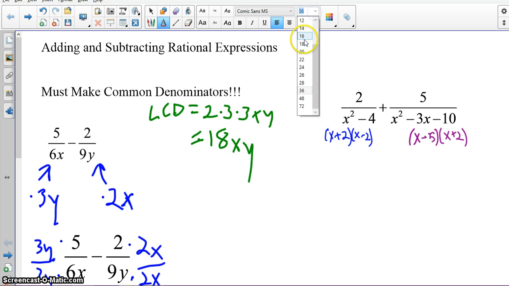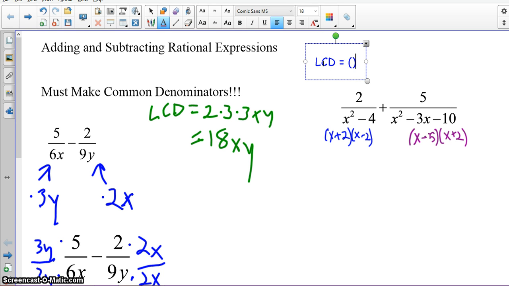The LCD, what is it? Well, you need to include whatever factors you see in either of the denominators. So we're going to have an x plus 2, because it's right there. We're going to have an x minus 2. Over here, we're going to need an x minus 5. And we already have a single x plus 2 in this denominator, and a single x plus 2 in this one. We don't need a second one, it's already taken care of.